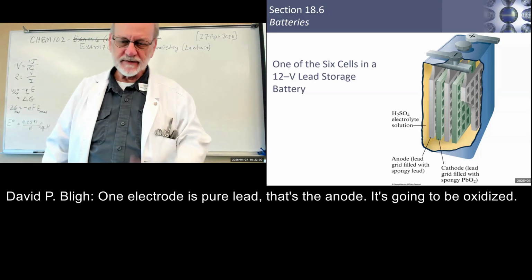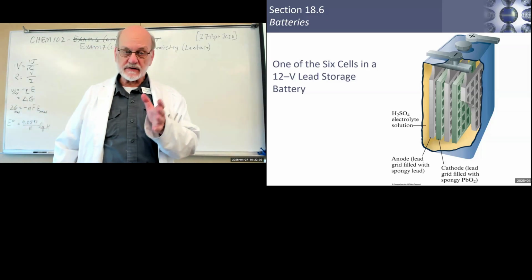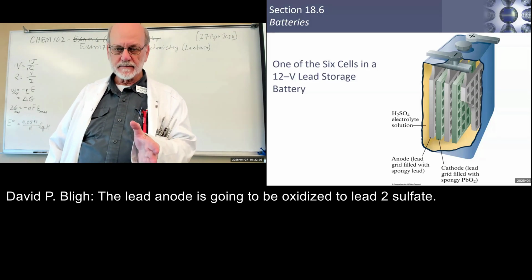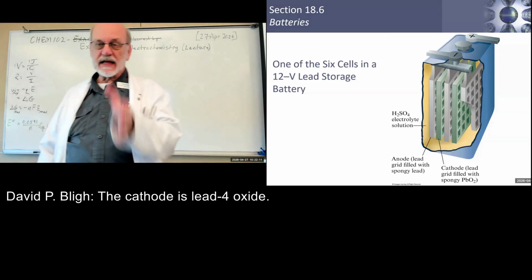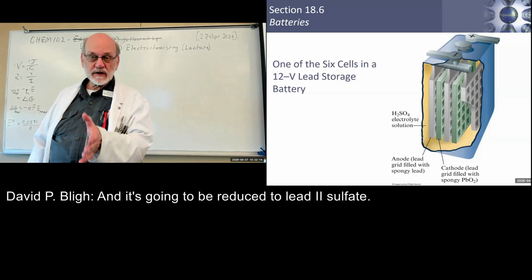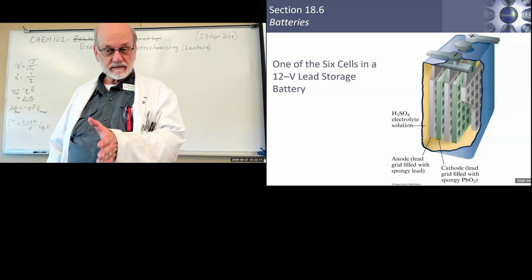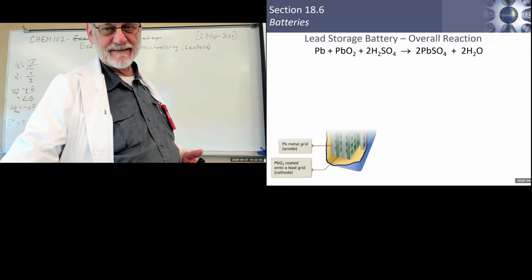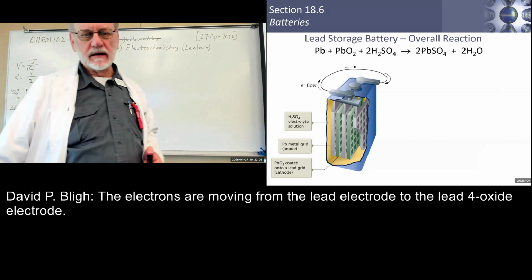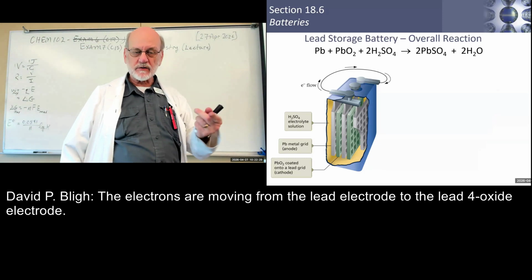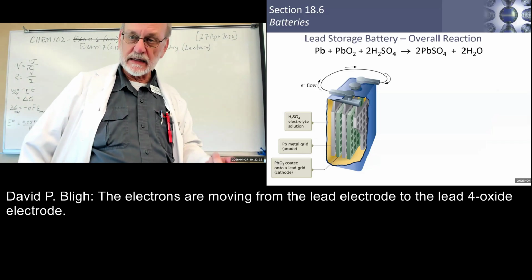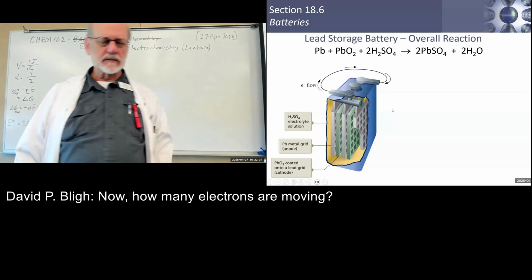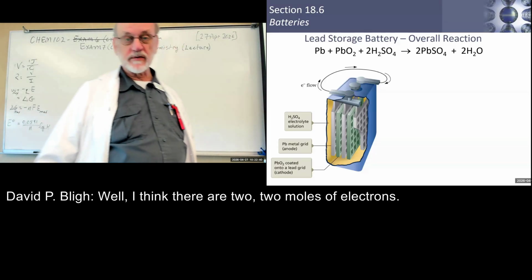One electrode is pure lead. That's the anode. It's going to be oxidized. The lead anode is going to be oxidized to lead 2 sulfate. The cathode is lead 4 oxide, and it's going to be reduced to lead 2 sulfate. All right. There's the overall reaction. The electrons are moving from the lead electrode to the lead 4 oxide electrode. Now, how many electrons are moving? Well, I think there are 2 moles of electrons.